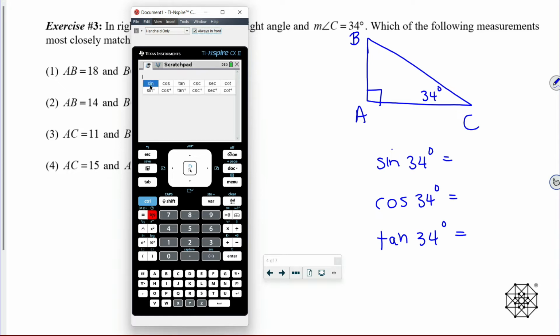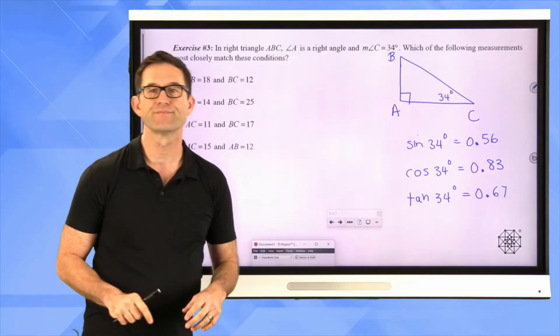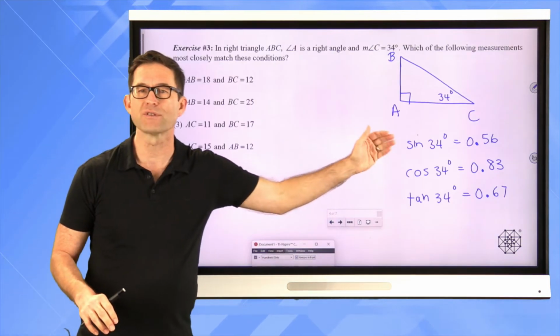Okay, so first, sine of 34. That is 0.56, let's say, rounded to the nearest hundredth. Let's now do cosine of 34, and that's going to be 0.83 to the nearest hundredth. And now let's get tangent of 34, and that's going to be 0.67 to the nearest hundredth. All right. I'll put that away for a second. So we know these. One set of these values is going to correspond to one of these.